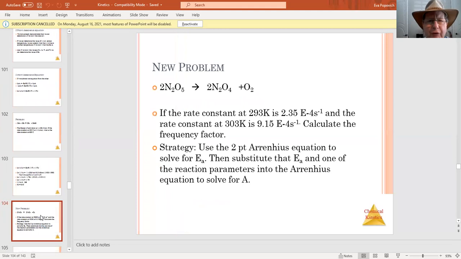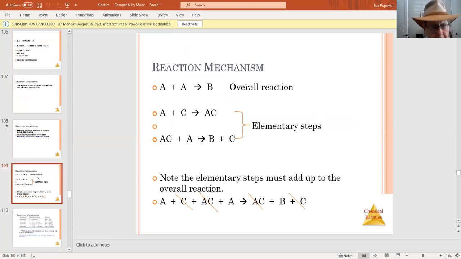What else are you having problems with that I can try and adjust? The orders of the reactions. Okay, in terms of how to find them, Natalia, or in terms of what they are? How to find them. Okay.